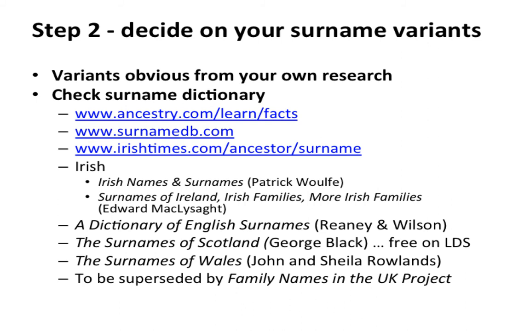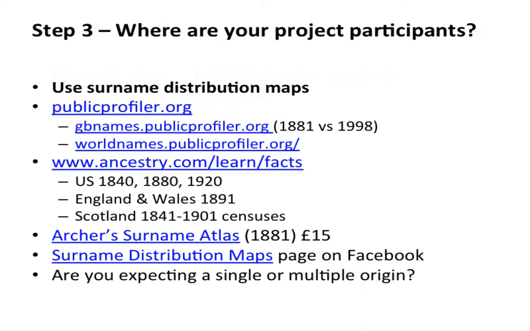Step 2 in terms of setting up your DNA projects is to decide on your surname variants. And oftentimes it will be obvious from your own research. If not, then there's a variety of different surname dictionaries. For the Irish, there's Patrick Woulfe and MacLysaght. For the English, it's Reaney. Scottish is Black. And the Welsh are John and Sheila Rowlands. And soon we'll have the Family Names of the UK project. And thanks to Debbie for supplying me with a lot of that information.